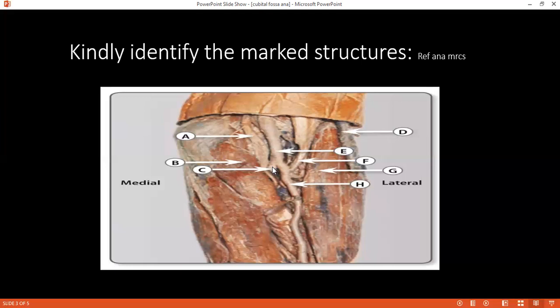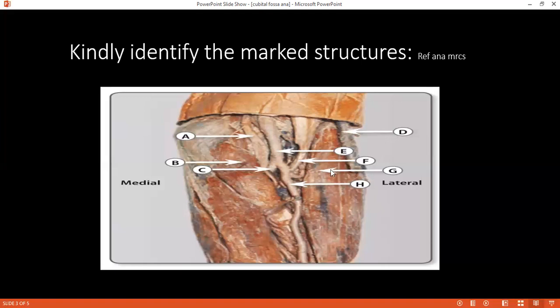If you can identify, what is C? This is profunda brachii. Okay, can you identify number H? Number H, it will be the ulnar artery. Are you sure? H is starting, this is what? This is brachial artery. Yes. So if this is ulnar artery, all right, okay. This is lateral side.